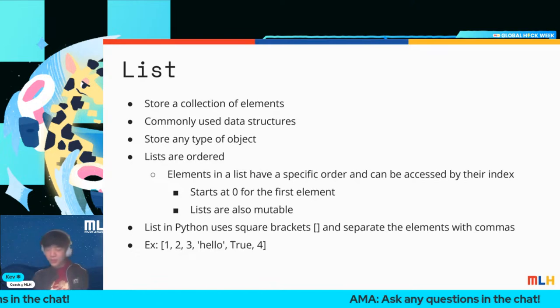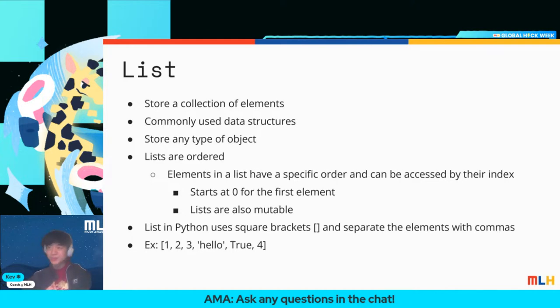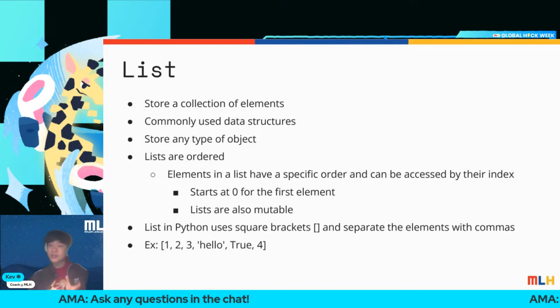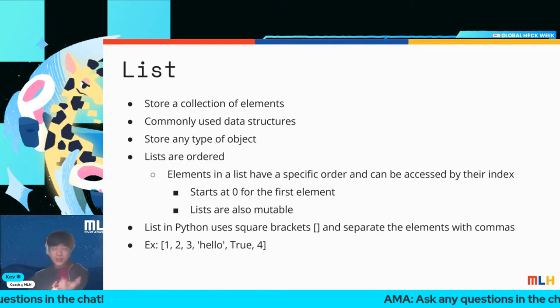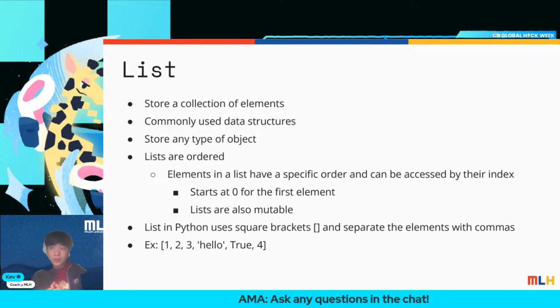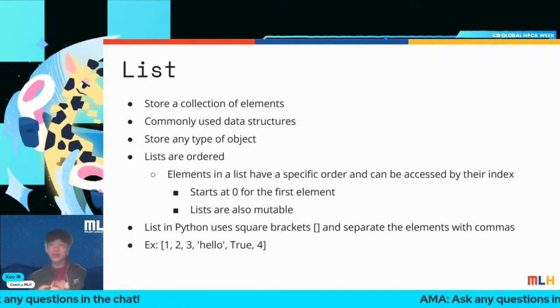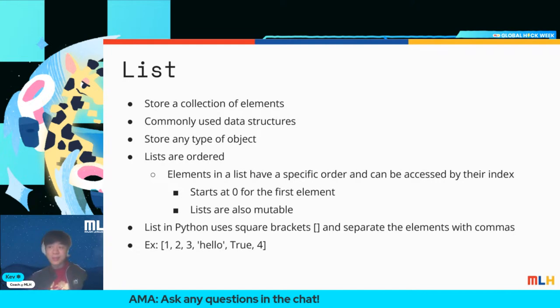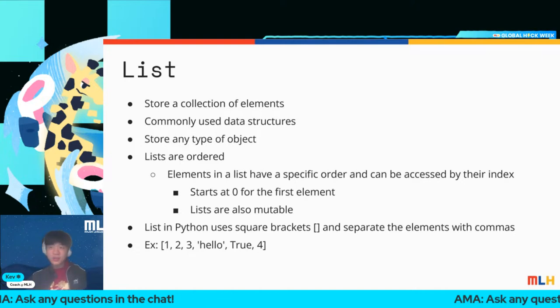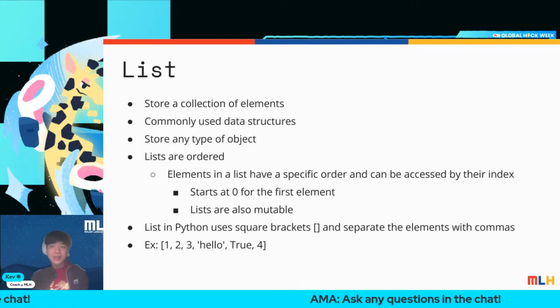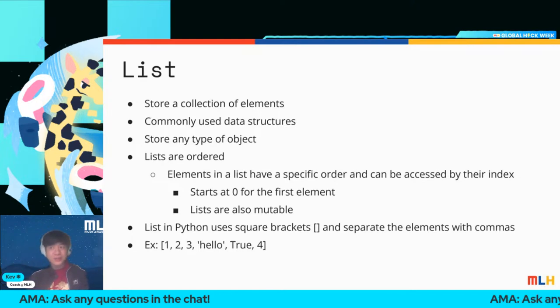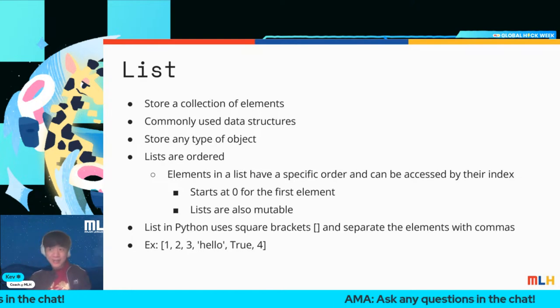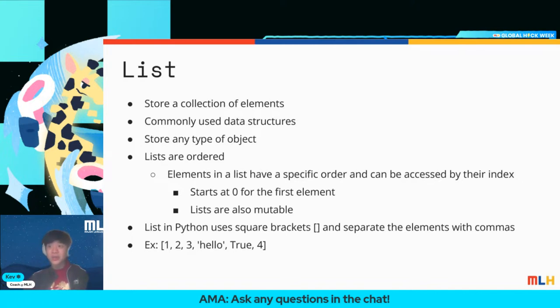But yes, to access by the index, it will start at zero. So it will start at zero as the index of the first element. And lists are mutable, which essentially just means that you can add, modify, and delete or remove from the list after it's been created. A list in Python uses square brackets as its designator, and it separates each element with commas. So for example, you can see that in the list I gave as an example, we have 1, 2, 3, which, if you know from what we've talked about, are our types called integers, right? So we have an integer in index 0, an integer in index 1, an integer in index 2.